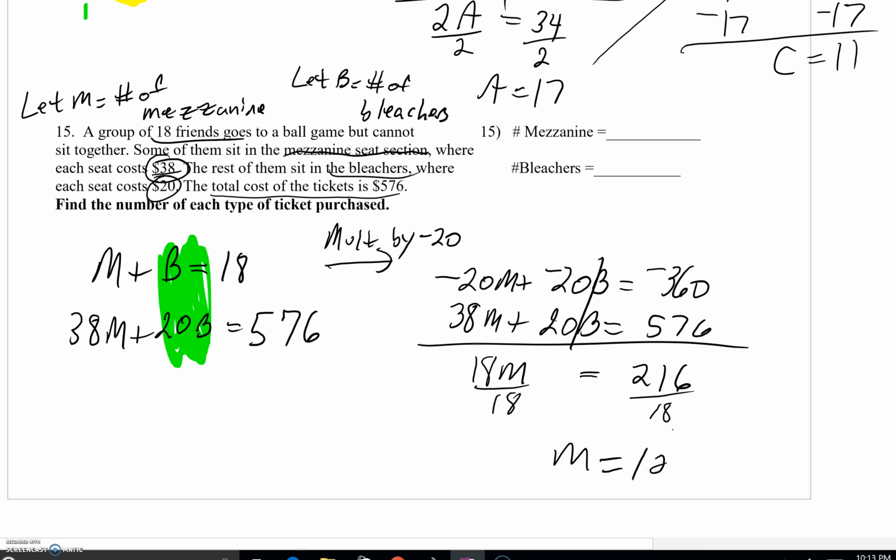So they have to purchase 12 mezzanine seats. But here we go again. If you've got 18 friends and 12 of them are sitting in the mezzanine section, it doesn't take much to realize you'll have 6 in the bleachers. Now again, you can go back to that first equation and say, well, if M is 12, could we solve? And, again, you get the same answer, of course.